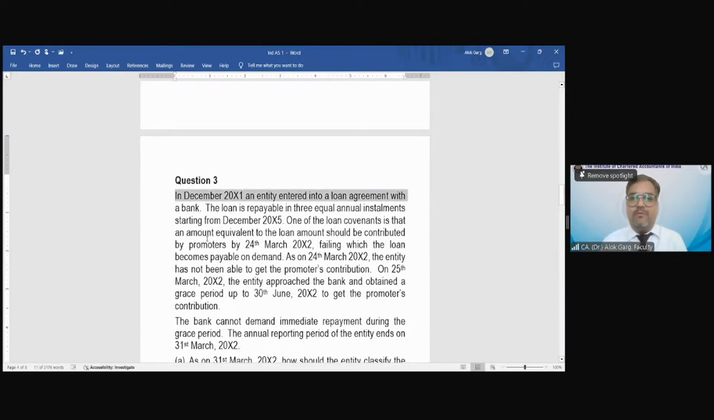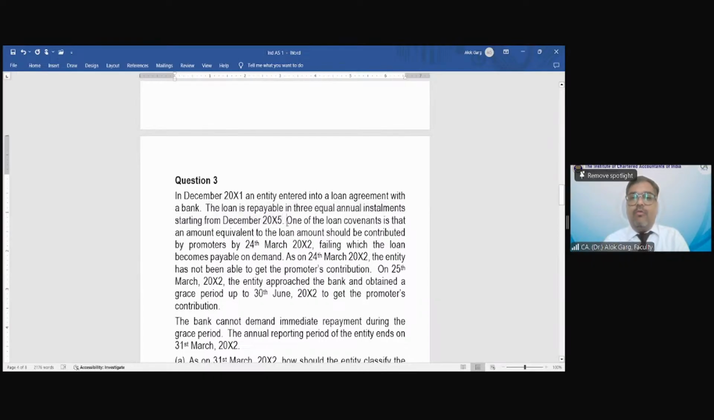In December 20x1, an entity entered into a loan agreement with a bank. The loan is repayable in 3 equal annual installments starting from December 20x5. So this entity has taken a loan in December 20x1. There is a repayment in 3 equal annual installments. The installment is starting from December 20x5, meaning after 4 years.